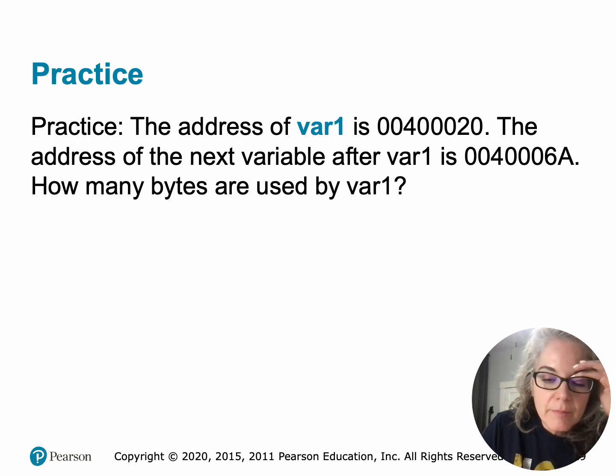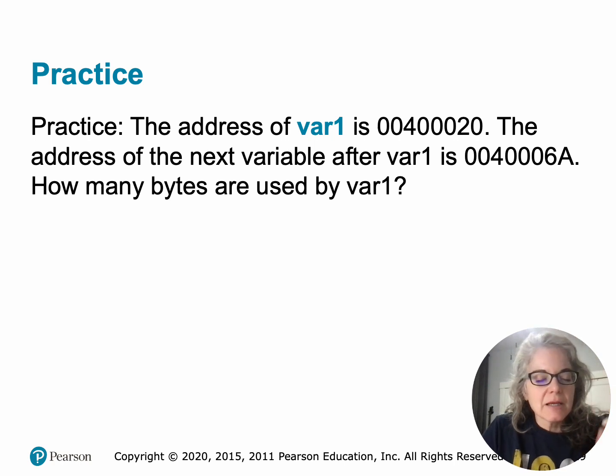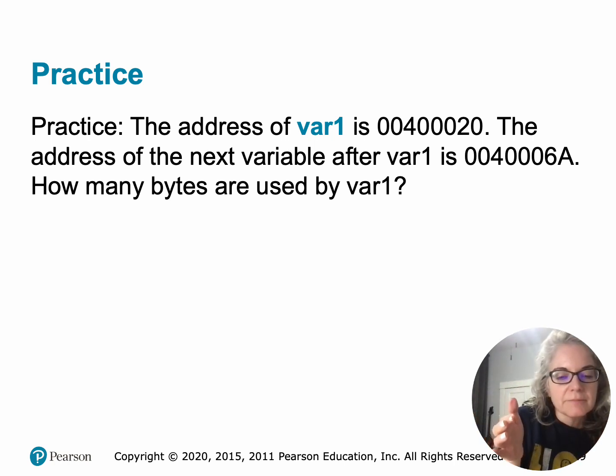That gives us the hexadecimal value of how many bytes are used by var1, and then we're going to convert that to decimal and we'll know the total number of bytes. So this is an address, kind of like a street address: you've got a house at 100 Main Street and the next house is 102 Main Street. So it's just the address. If one is at 101, one's at 102, they're just next to each other.